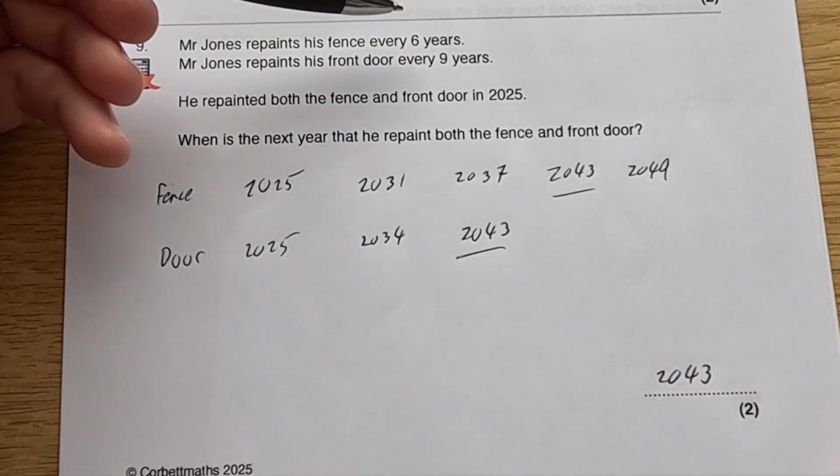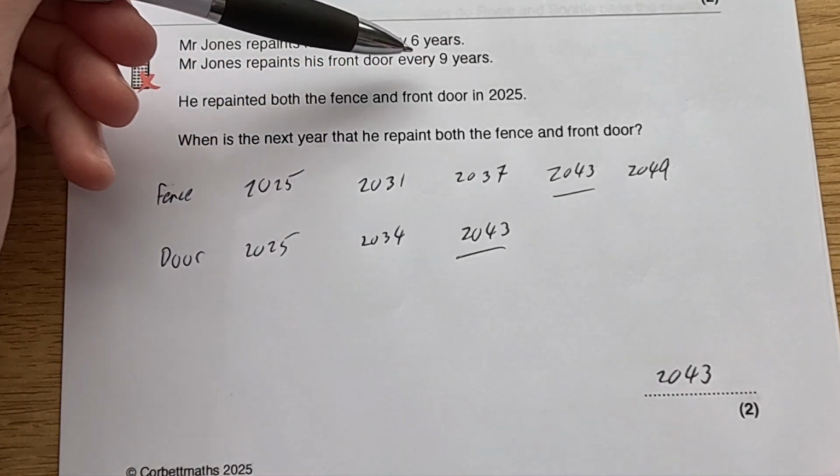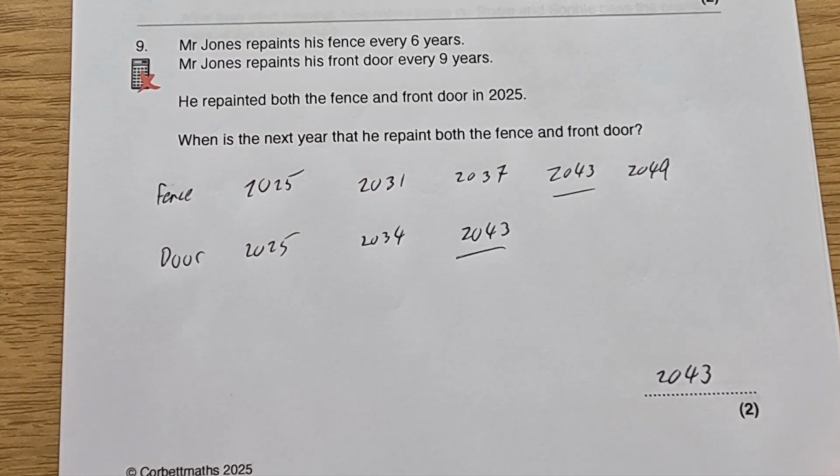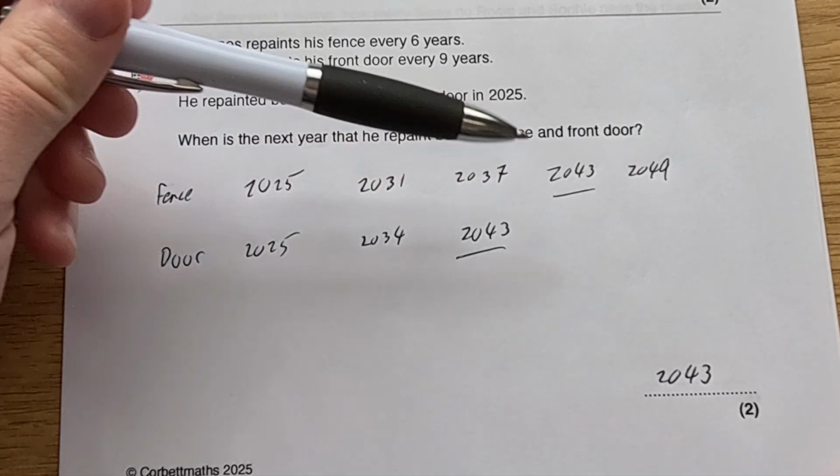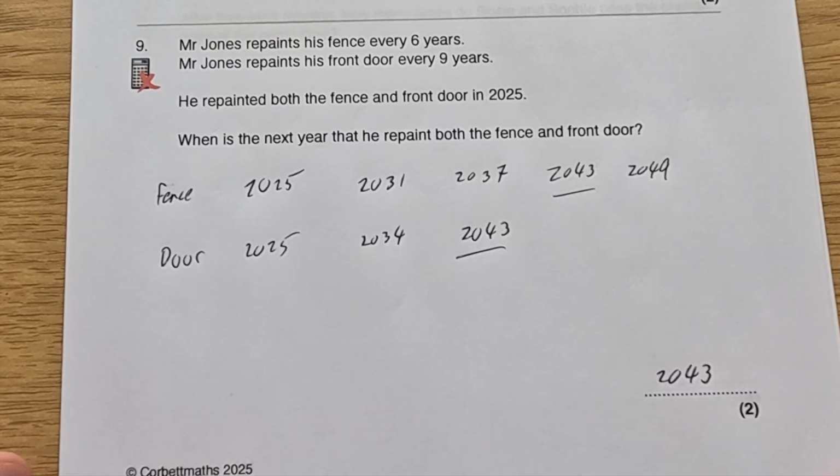And that's it. Now, some people may have considered the multiples of 6 and the multiples of 9 and found that the lowest common multiple is 18, and then just added 18 onto the year, and then that'll be 2043 as well. Okay, let's look at our next question.